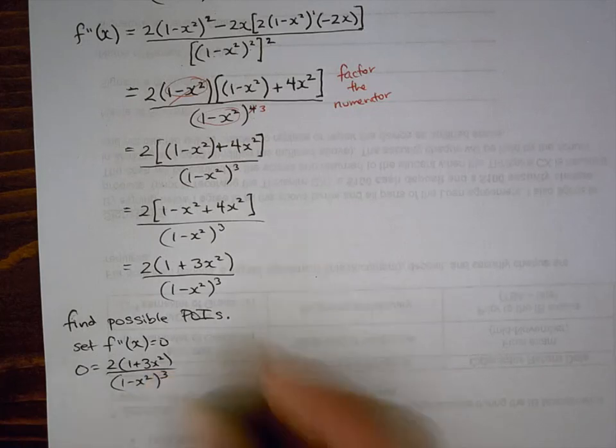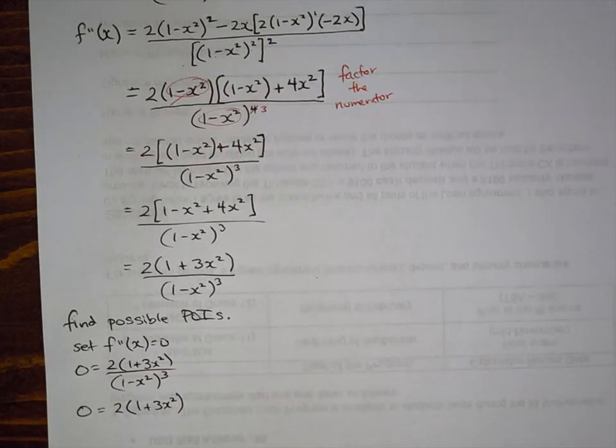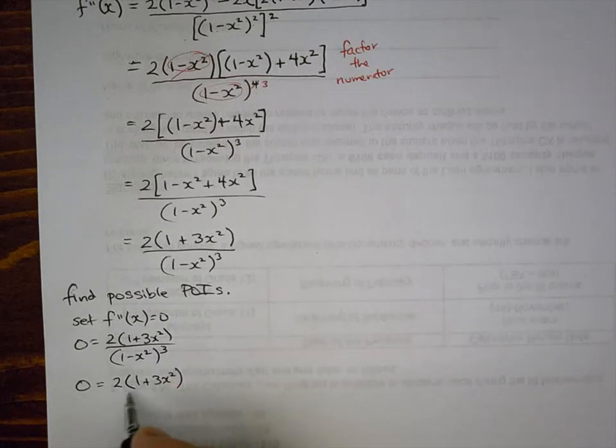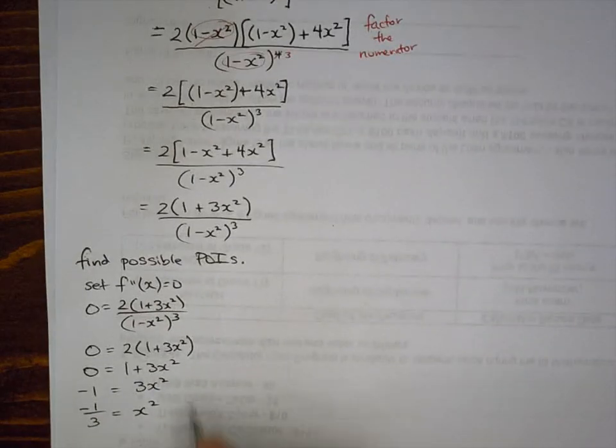And even though it's scary, remember, if I do this, I cross multiply basically, and I end up with 0 equals 2 times 1 plus 3x squared. Basically, the denominator falls away. And then to simplify this, I can divide both sides by 2, so I get 0 equals 1 plus 3x squared. I bring the 1 to the other side, so I get negative 1 is equal to 3x squared. Divide both sides by 3, so I get negative 1/3 is equal to x squared. Can I take the square root of that? No, you can't take the square root of a negative number. So there's no solution here. This doesn't lead me anywhere.